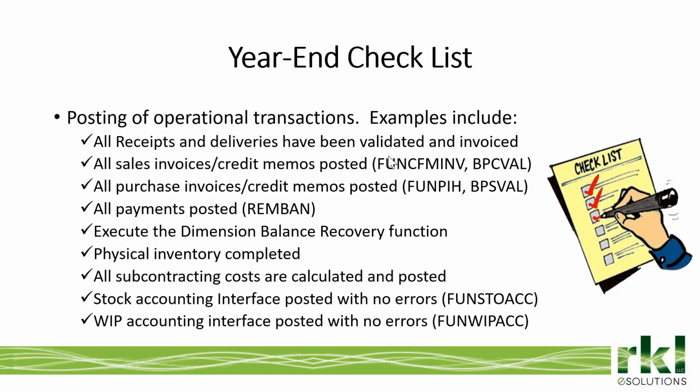The next step that we're going to do is just make sure that you do your physical inventories for the year. Make sure that they're complete and make sure that you close out all of your sessions. That way the journals are ready to post once your stock accounting interface runs. So again, if that's not done, that causes issues. All right, so from a subcontracting standpoint, just make sure that your costs are calculated and posting within there.